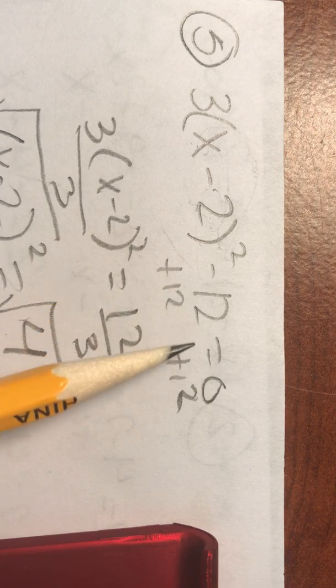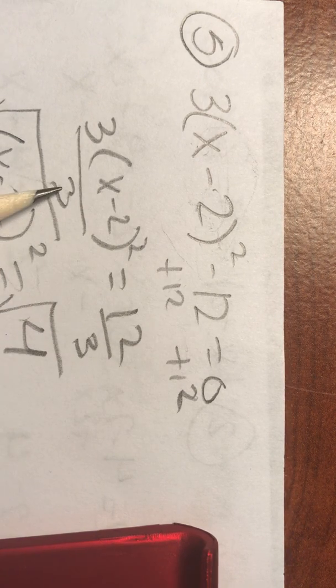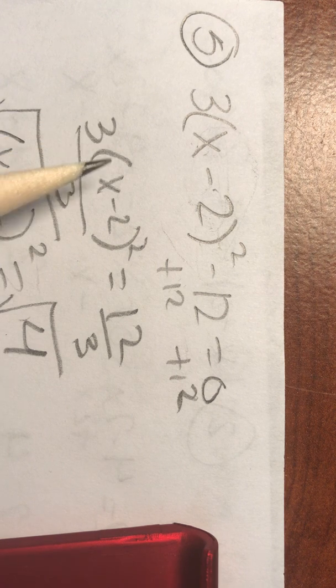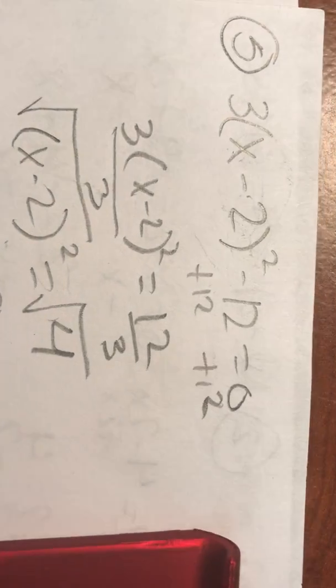So I added 12 on both sides. Okay. And then I put this below. Then I divided by 3 because this 3 is being multiplied to the whole thing. And I got 4 on this side.